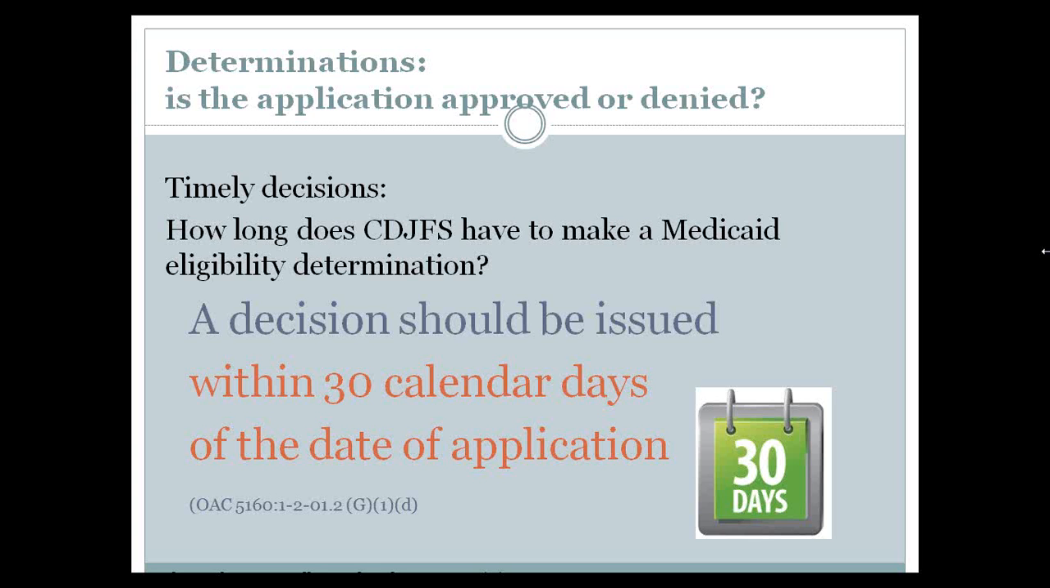So now you have helped someone apply for Medicaid, or someone has applied for Medicaid, and so what happens next? What we know from the Ohio Administrative Code is that the County Department of Job and Family Services has 30 calendar days from the date of application to make a Medicaid eligibility determination. So your client, your patient, or you, if you're the one applying, should receive notice from the county within 30 calendar days of submitting your application of whether or not you're approved or denied.